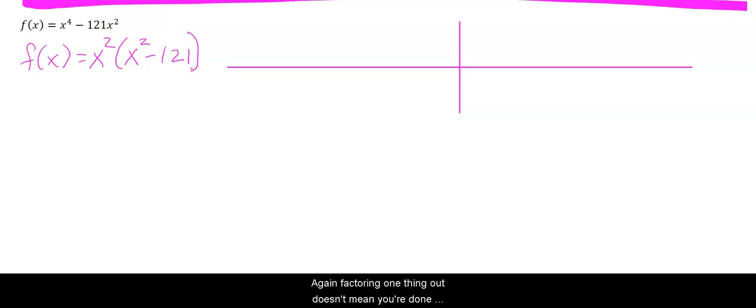Again, factoring one thing out doesn't mean you're done. You need to keep going until every factor cannot be factored anymore.